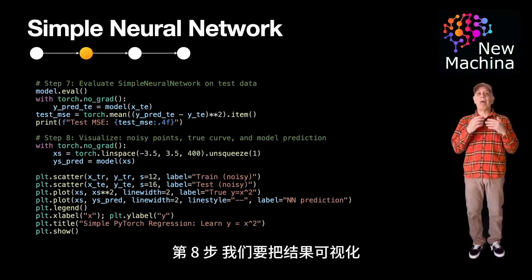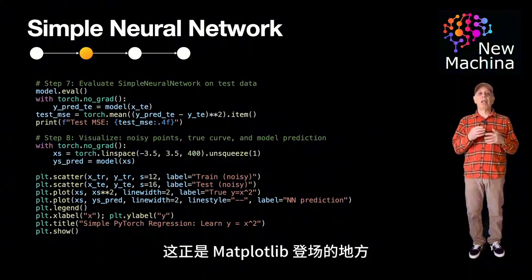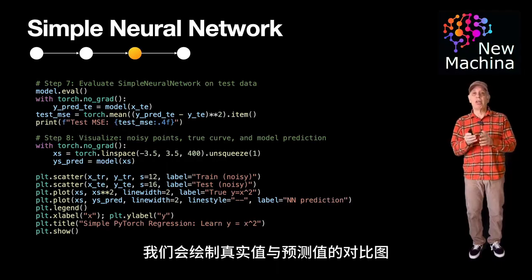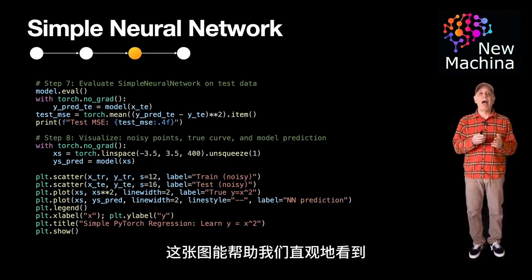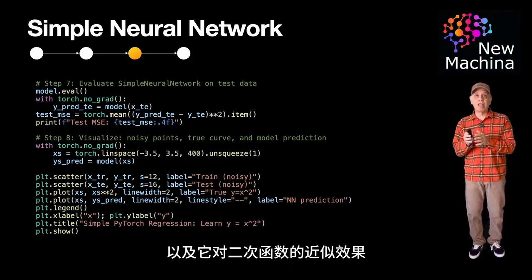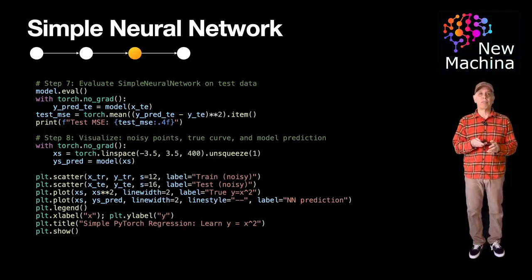Now in step 8, we want to visualize the results. This is where matplotlib comes into the picture. We create a plot of the actual versus predicted values. This plot helps us visualize how well the model has learned to approximate the quadratic function.